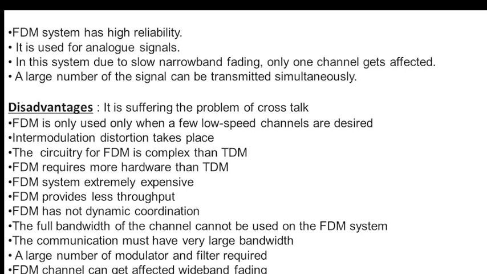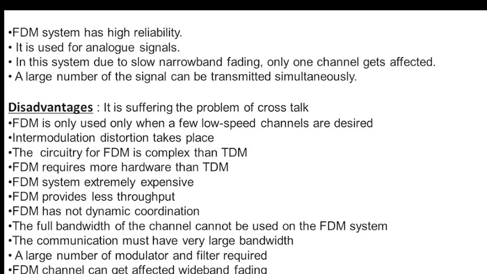It suffers from the problem of crosstalk. FDM is only used when low speed channels are desired. Intermodulation distortion takes place. The circuitry for FDM is more complex than TDM. FDM requires more hardware than TDM. An FDM system is extremely expensive and FDM provides less throughput. FDM has no dynamic coordination.